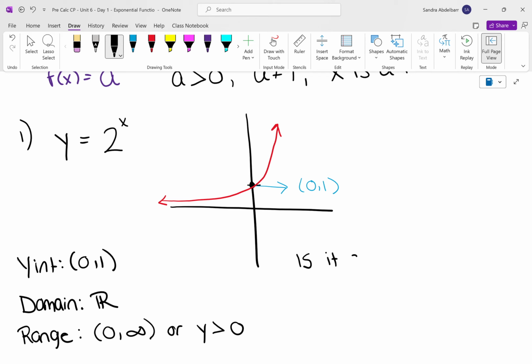Is it a function? Now remember, in order to see if it's a function, we have to see if it passes the vertical line test. Meaning, if I'm able to draw vertical lines and that vertical line doesn't hit my graph in more than one area, then it's a function. So is this a function? Yeah, because every vertical line just touches the graph one time.